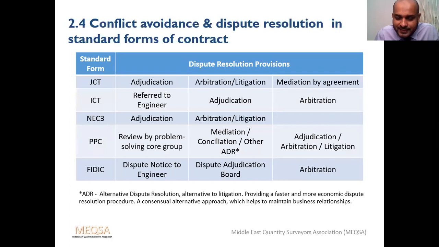JCT is mainly used in the UK, and they have the option for adjudication as per the UK Construction Act. Next, ICT. This refers to the engineer, same as FIDIC; adjudication and arbitration are there as dispute resolution procedures within the contract. NEC, the New Engineering Contract, has arbitration. They have two options, option one and option two. Option one goes with the UK Construction Act. Option two is for international use. We can also use it for agreed adjudication, which is called contractual adjudication. Arbitration and litigation are there in the same way.